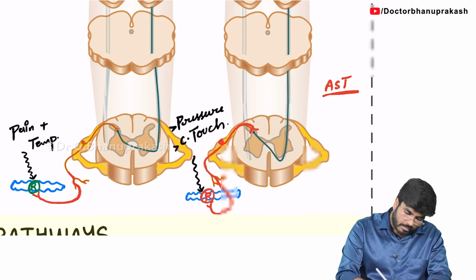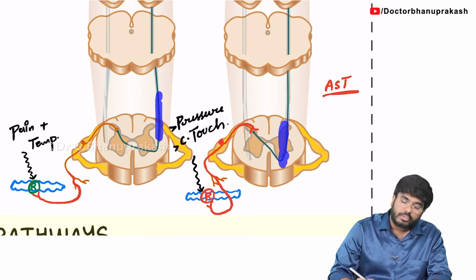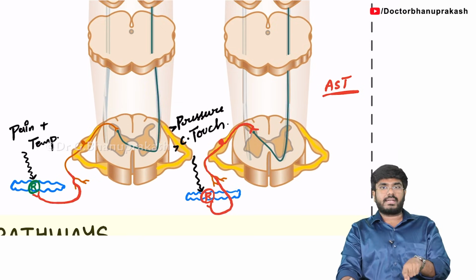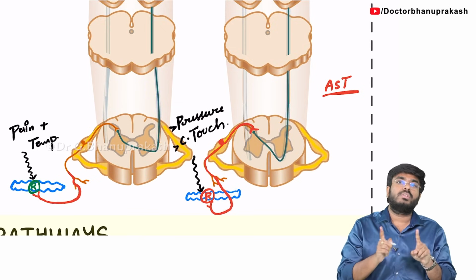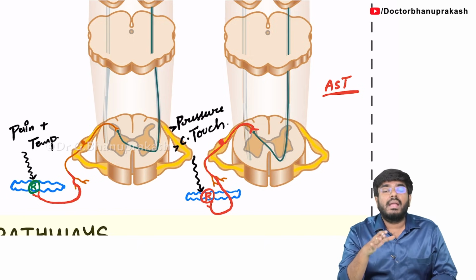Previously we discussed the lateral spinothalamic, guys. This is the lateral spinothalamic, but here it is the anterior spinothalamic. So both are spinothalamic tracts. Both start from the spinal cord and go to the thalamus. Both are spinothalamic, but one is the lateral spinothalamic and the other is the anterior spinothalamic.